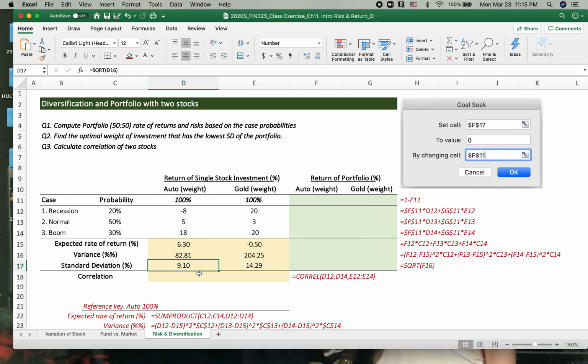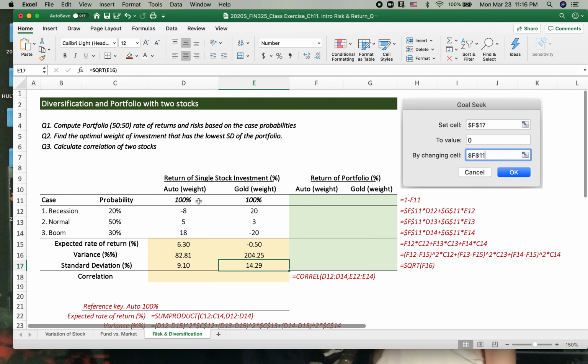So 5% standard deviation on the auto stock means from the standard, which is the expected rate of return, 6%, up by 9% and down by 9%. That is the deviation, the risk. And the standard deviation of the gold asset is 14%. The expected rate of return is minus 0.5%, up by 14, down by 14. So it has much more variance.